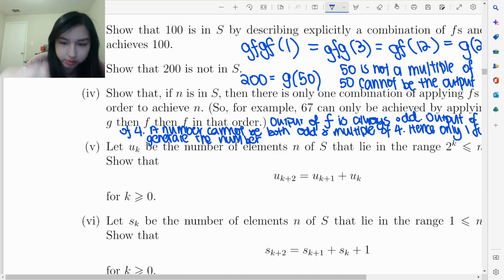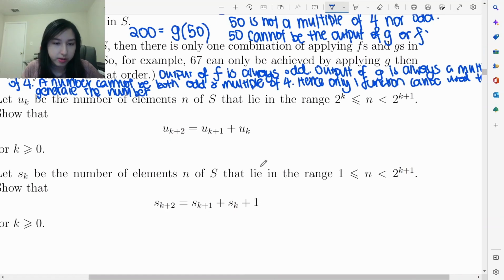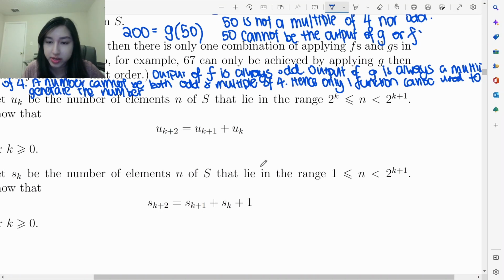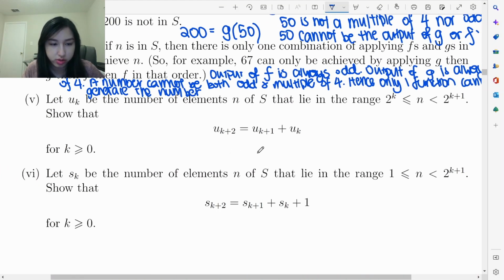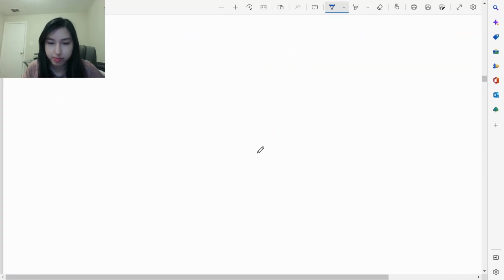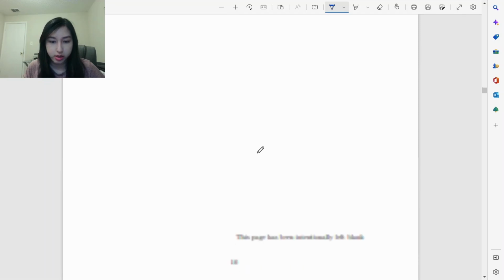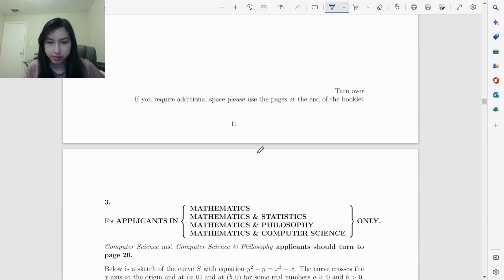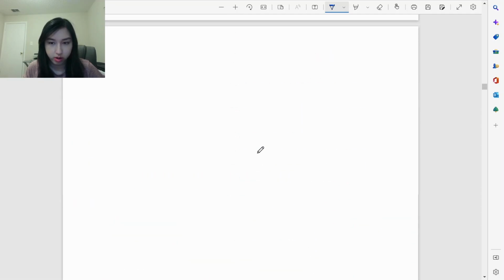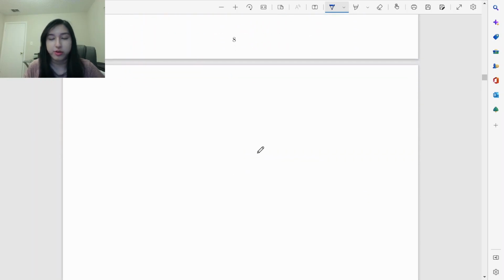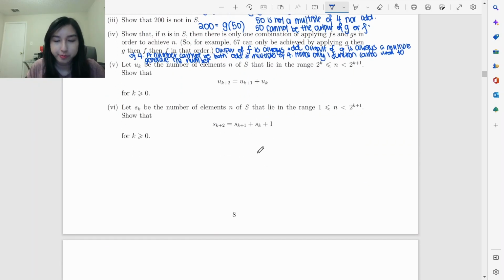Alright, let's look at V. So let uk be the number of elements of n of S that lie in this range. Show this. Is there any more space? Oh, okay, I guess we're supposed to fill it in here. I've got 3 whole pages. I should have written it there.